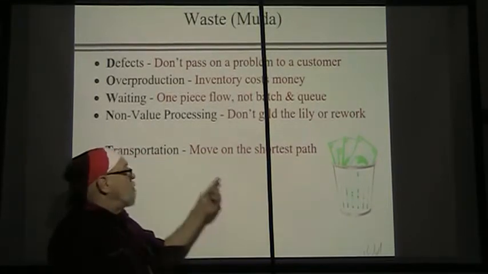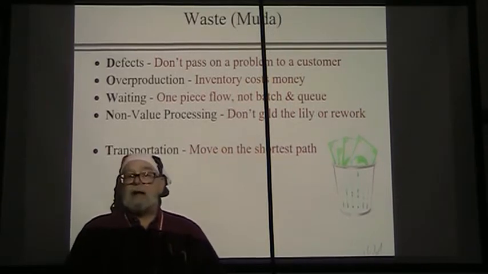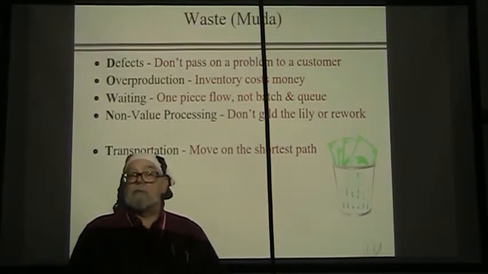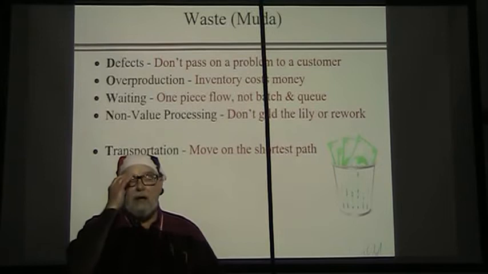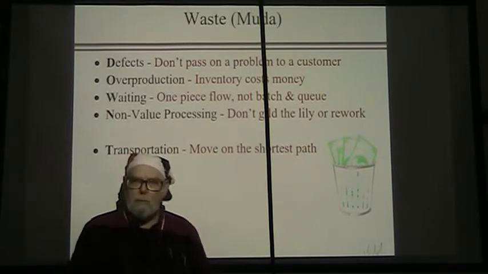Transportation. We want to move on the shortest path. Very often you see in factories AGVs, or automatically guided vehicles, that are taking the parts on a tour of the factory. Bloody hell.